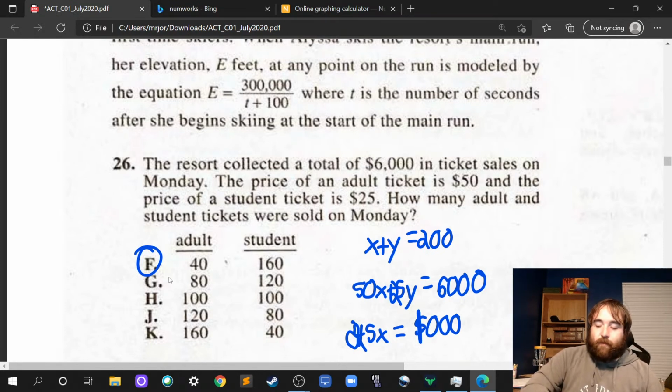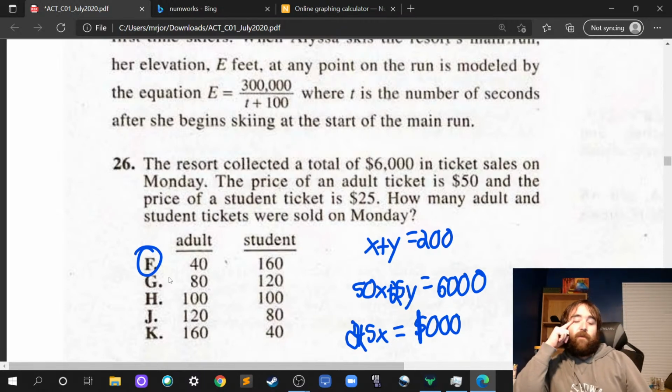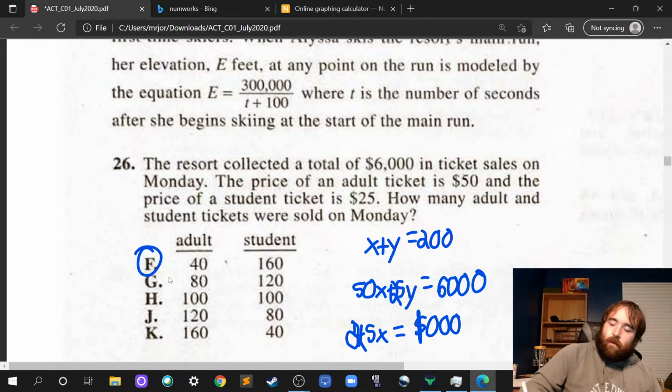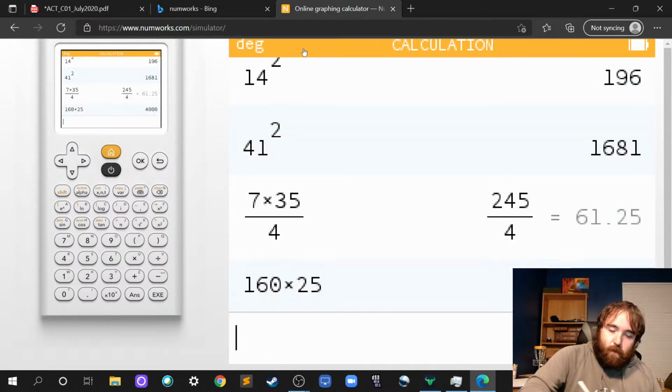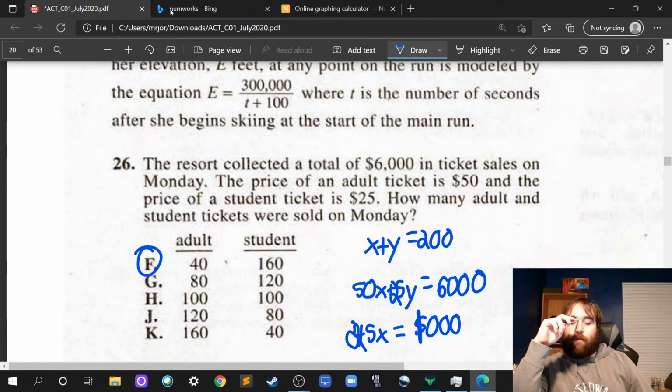So what's 40 times 50? 200? 2,000? One of those? 2,000. 160 times 25? It's 4,000. So 2,000 and 4,000. Yeah. Alright.